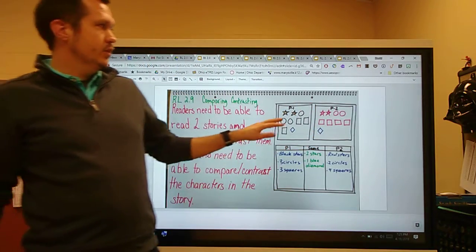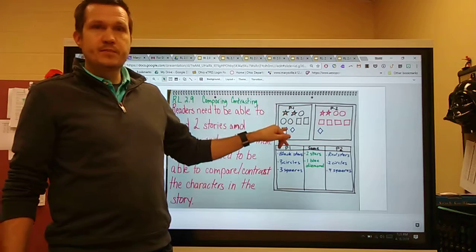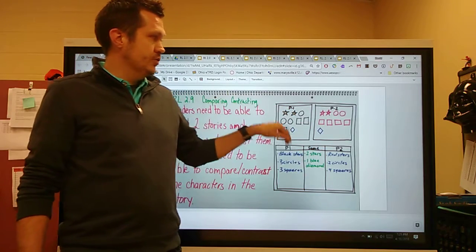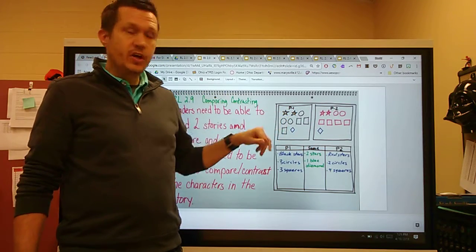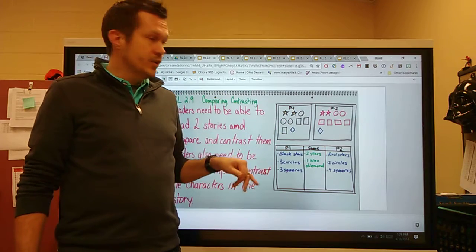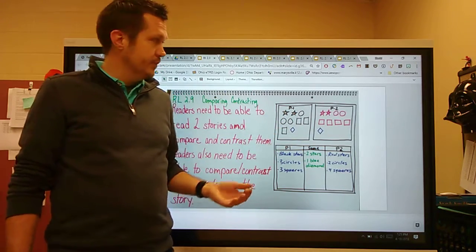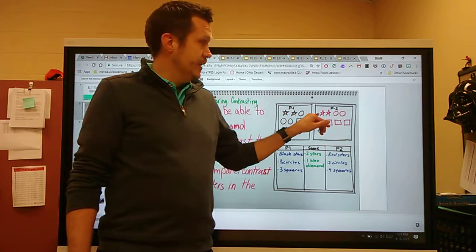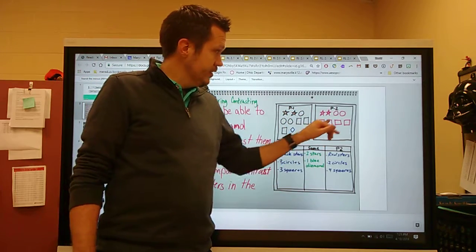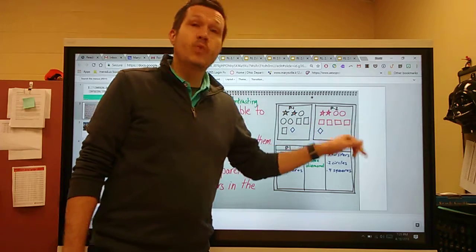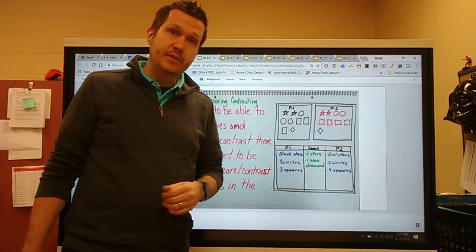So we're going to just take a look real quick. Pretend this is passage 1 and passage 2. Passage 1 has 2 star characters and 3 circle characters, and then 3 square characters, and then a blue diamond character. Passage 2 has 2 diamond characters, 2 circle characters, 4 square characters, and 1 blue diamond character.